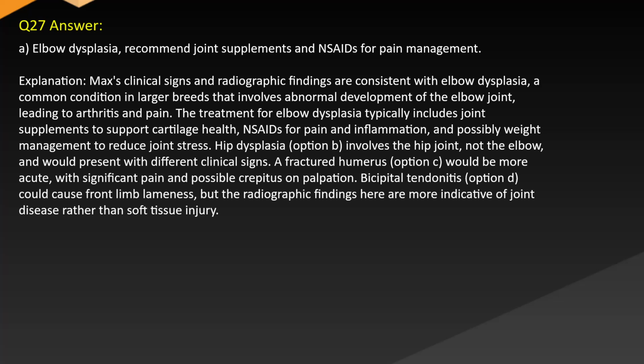Hip dysplasia, option B, involves the hip joint, not the elbow, and would present with different clinical signs. A fractured humerus, option C, would be more acute, with significant pain and possible crepitus on palpation. Bicipital tendonitis, option D, could cause front limb lameness, but the radiographic findings here are more indicative of joint disease rather than soft tissue injury.